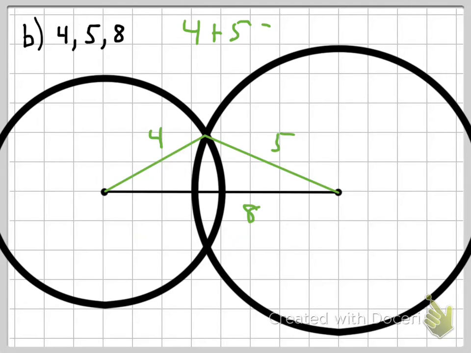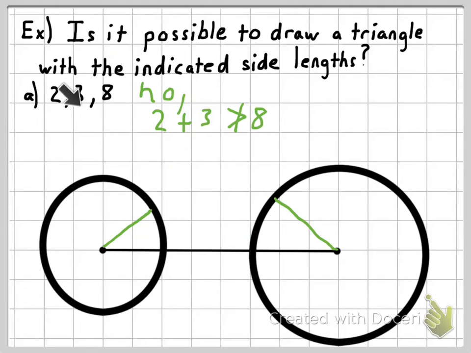Now, let me actually put that to you another way. The way you know if it's possible to take 3 numbers like these and make a triangle with those side lengths is if when you add up the 2 shorter distances, their sum is greater than the third. 4 plus 5 adds up to 9, which is greater than 8. Whereas in the previous problem, 2 plus 3 adds up to 5, which is not greater than 8. So add up the 2 shorter distances, see if their sum is greater than the length of the third side. If so, it's possible to make a triangle with those side lengths.